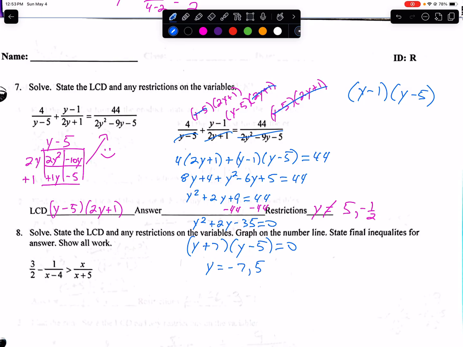Do you have to factor that? Yep. Because you subtract 44 from both sides. You could erase that just so it doesn't get in your way. So minus 44, and you get negative 35 when you do that. So y squared plus 2y minus 35. What's that factor to?